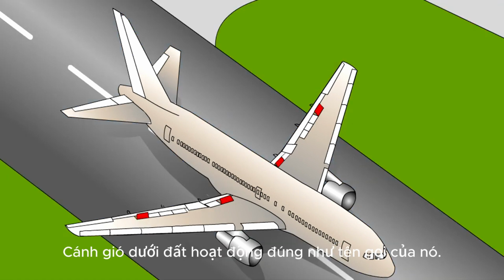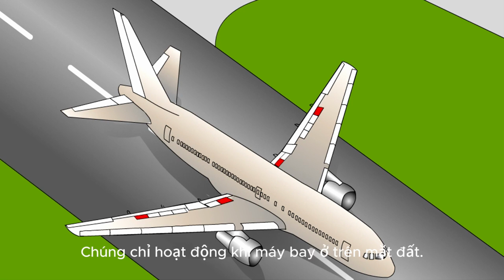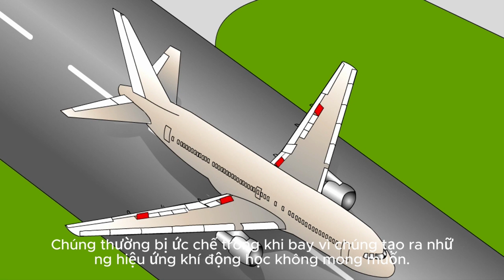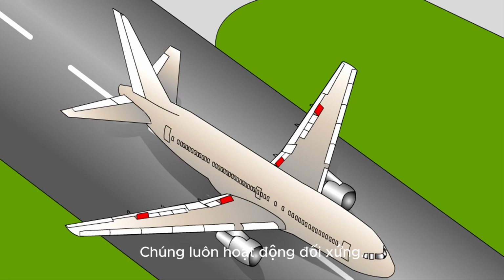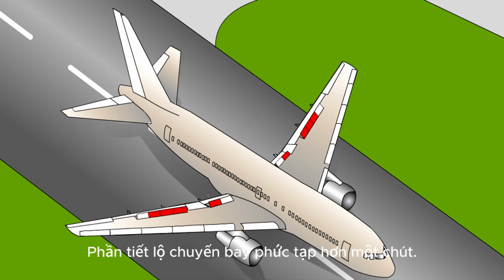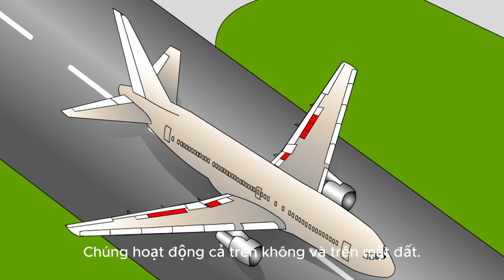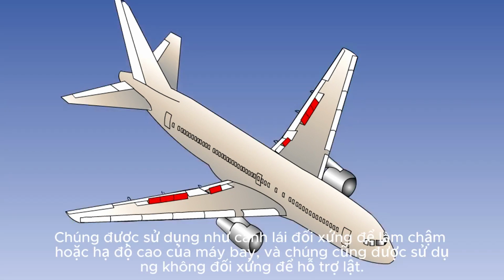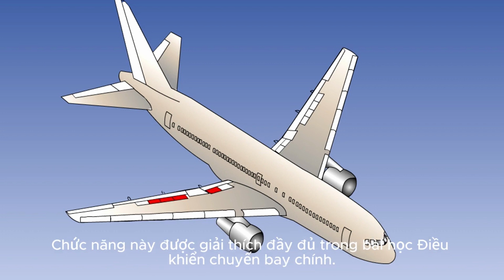The ground spoilers operate exactly as suggested by their name. They only operate when the aircraft is on the ground. They are inhibited in flight, normally because they produce undesirable aerodynamic effects. They always operate symmetrically. The flight spoilers are slightly more complicated. They operate both in flight and on the ground. They are used both as symmetrical spoilers for slowing down or descending the aircraft, and they are also used asymmetrically for roll assistance. This function is fully explained in the primary flight controls lesson.